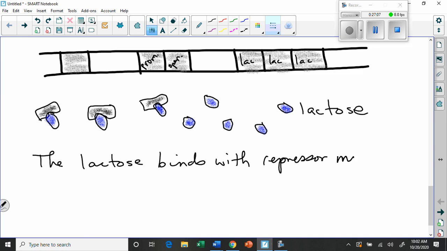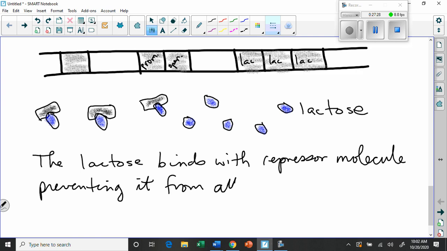molecule. Now, don't confuse it. It doesn't bind on the DNA strand. It doesn't bind with the code. It binds with the actual molecule that's floating around and prevents it from binding to the operator. The lactose binds with the repressor molecule, preventing it from attaching to the operator site.